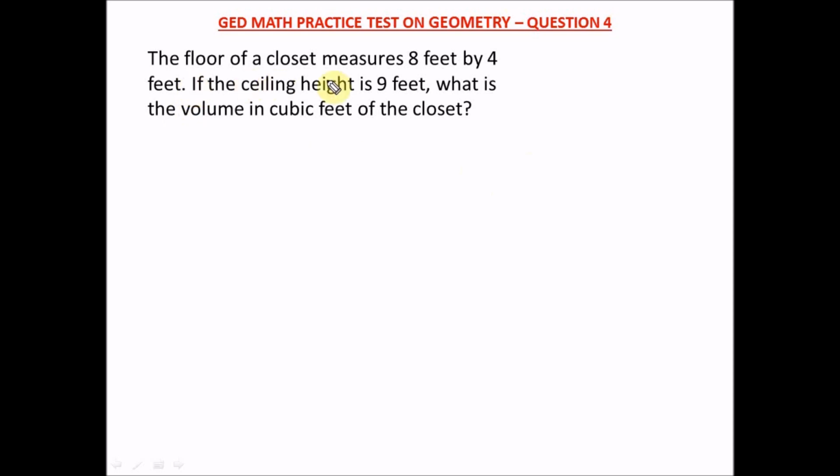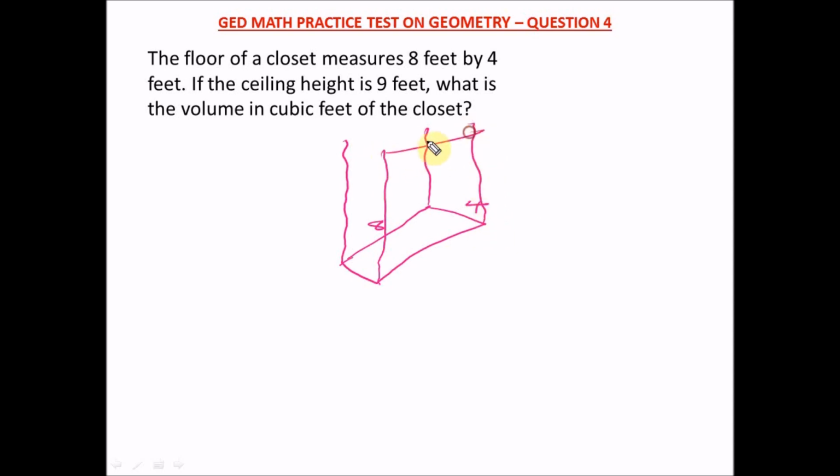Now it says the floor of the closet. Let's say this is the closet. Please forgive my drawing. It says 8 feet by 4 feet. If the ceiling height, let's say this is the ceiling height, the ceiling height will be equal on all sides. Please forgive my drawing, it's not that perfect. Ceiling height should be 9 feet. What is the volume in cubic feet of the closet?